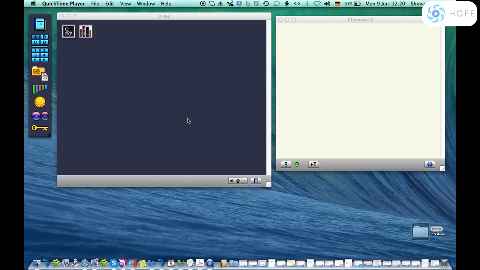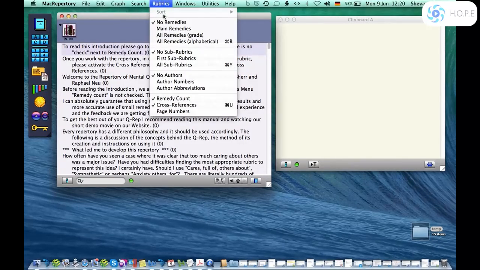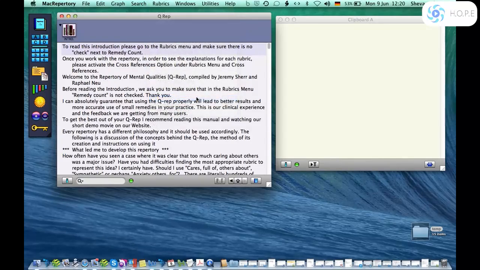What I do suggest is that you start off by reading the introduction. You can see it right over here, and the introduction will help you to understand the philosophy behind this repertory, and when you have that, that will give you indications of how and when to use it. It's very simple to use.